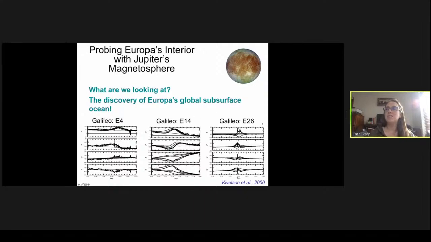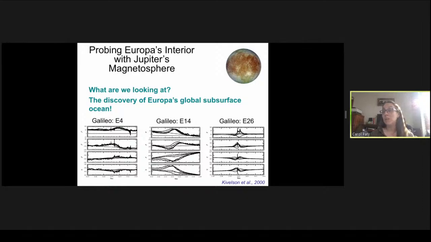But by the time we got to the E26 flyby, what we saw was if we had assumed an intrinsic dipole from the earlier flybys, the field would have been going the other direction from what we observed. And the reason for that is, of course, that like any good inductive field response, if you're driving the system with a magnetic wave that's changing orientation, the induced field, what I call the magnetic personality of Europa, is going to change with that magnetic wave in time.